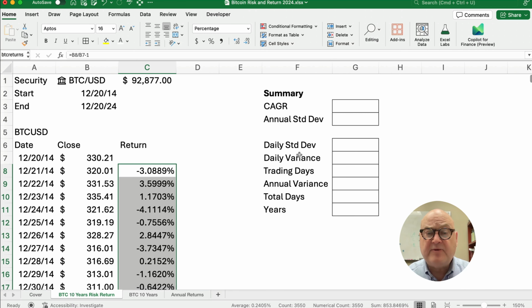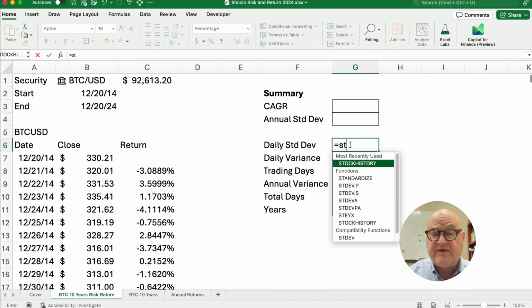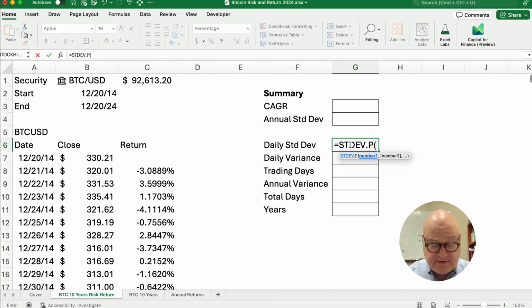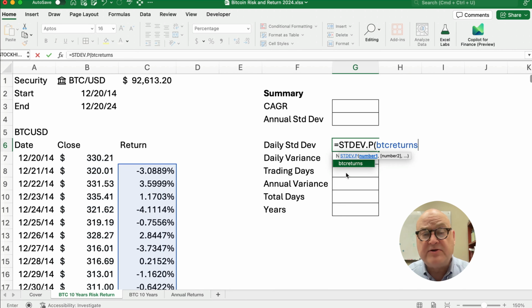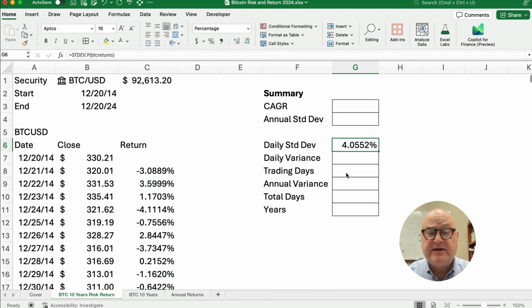All right, so I have some named ranges. Now I want to do the daily standard deviation of the return. We're going to start with the standard deviation of the population, and we're going to take the BTC returns. We want the return, so how volatile are the returns? On a daily return, the standard deviation of the returns is 4.05%.